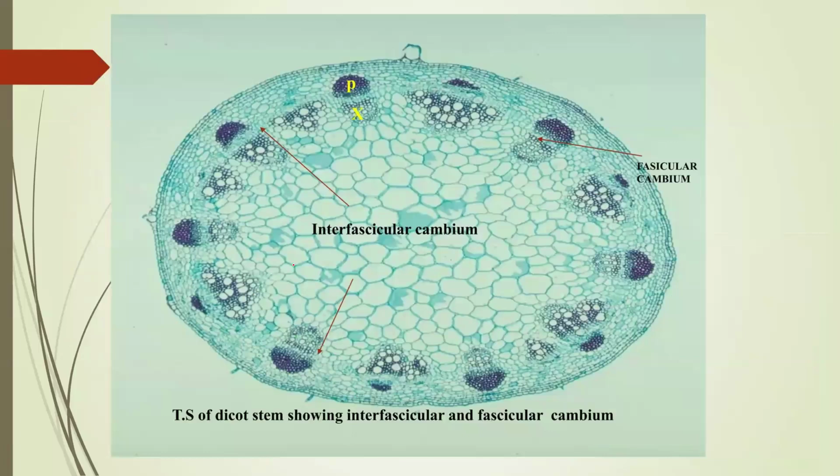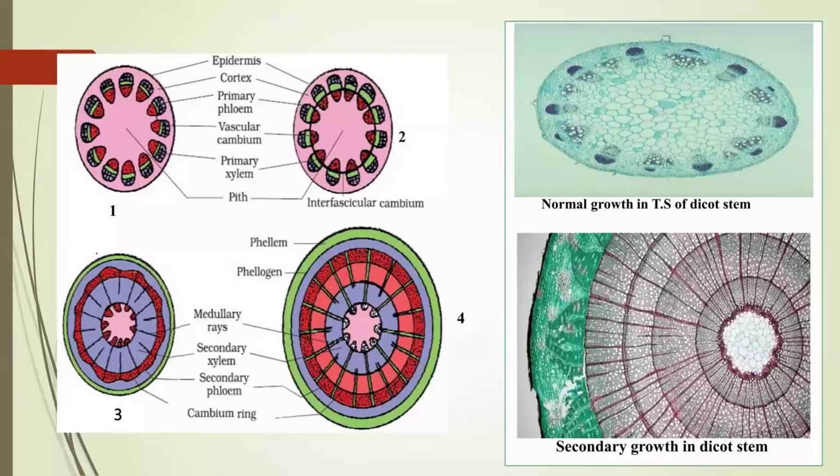So here the intervascular cambium and intravascular cambium join to form the cambial ring, producing the secondary xylem and secondary phloem. This is the secondary growth. In the vascular bundles of the dicot stem, the cambium present between xylem and phloem is called the vascular cambium, and it forms a ring-like structure. These are called the intervascular cambium.